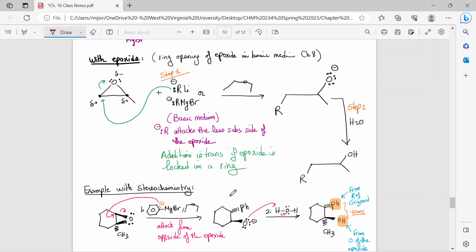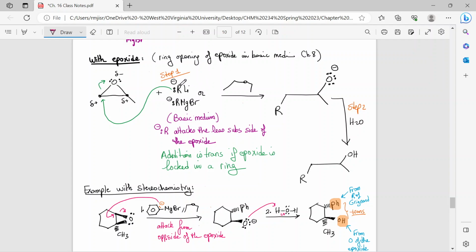Another reaction that the carbanion of the alkyl lithium and the Grignard undergo is the ring opening of the epoxide. This is in basic medium. We did explain this in chapter 8. You already have the video for it, but we're going to go over it here as well.